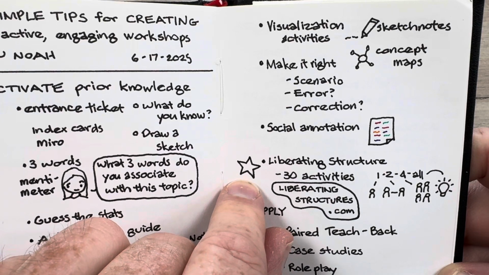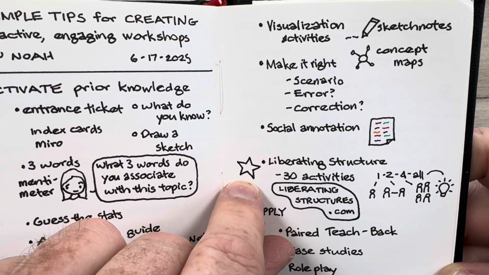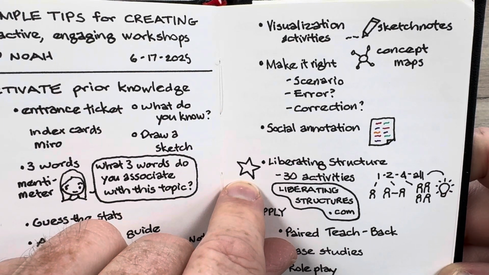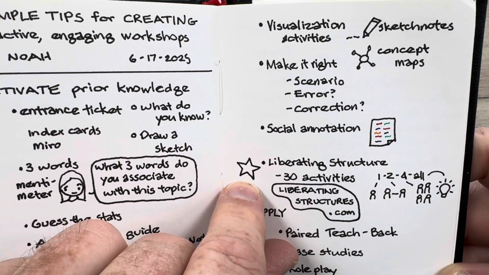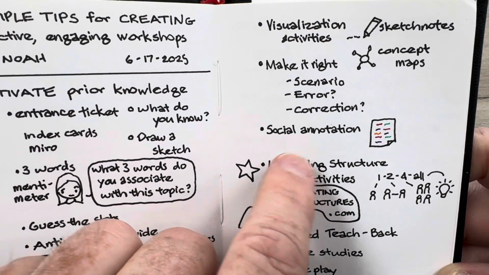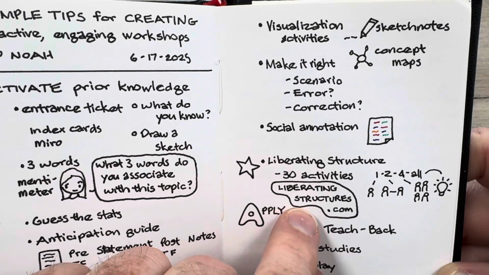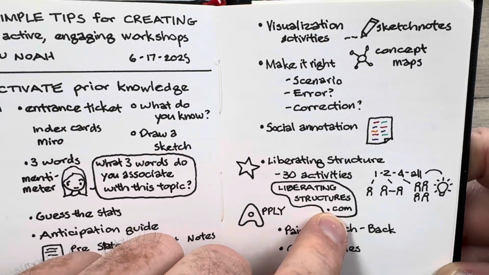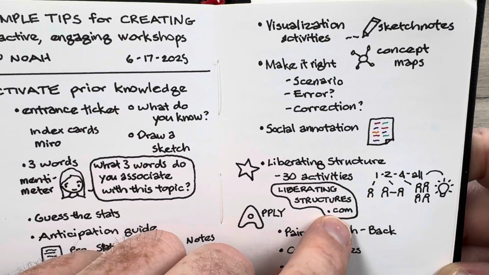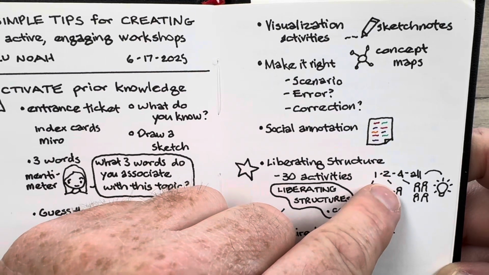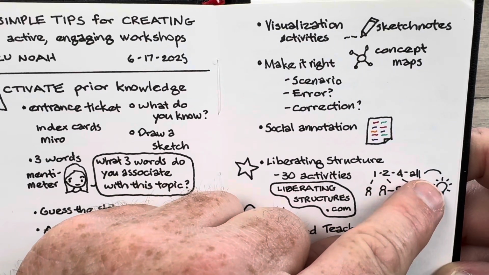Whenever you see a star in my notes, that means it's something that the presenter repeatedly said or really drew emphasis to. So for the Liberating Structures, this consists of 30 activities that you can go and get at liberatingstructures.com. The example that Tolu showed was called 1, 2, 4, all.